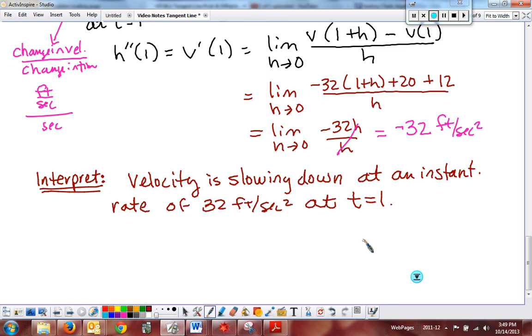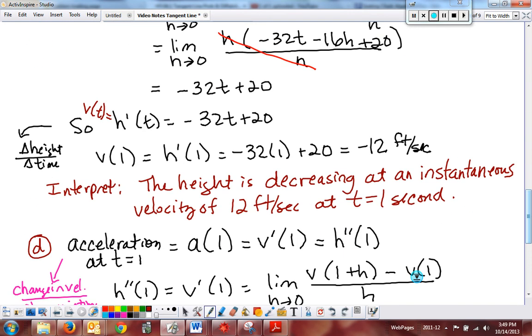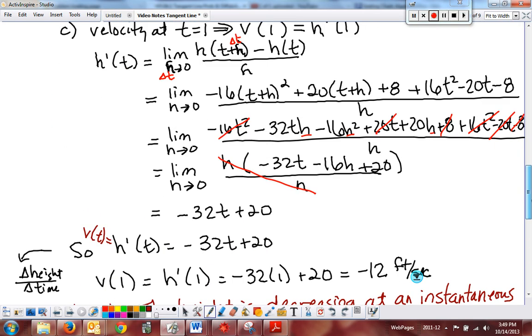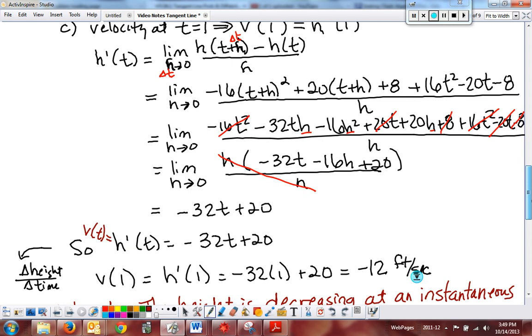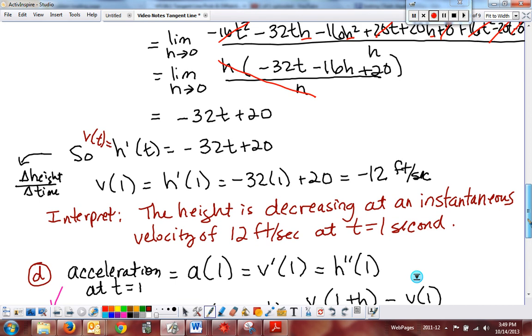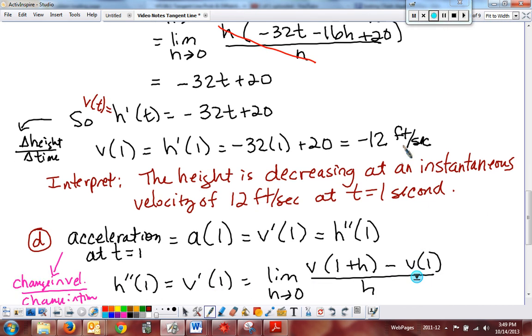All right, now the other thing is that when you're thinking about what was happening at t equal to 1, look at all the things that we know now. We know that the height of the ball at t equal to 1 is 12 feet, and that the speed it was traveling at t equal to 1 was negative 12 feet per second. That's how fast it was going. Well, the negative part, usually when you say height and it's decreasing, that must mean it's going down. The ball is dropping at 12 feet per second right at that instant.